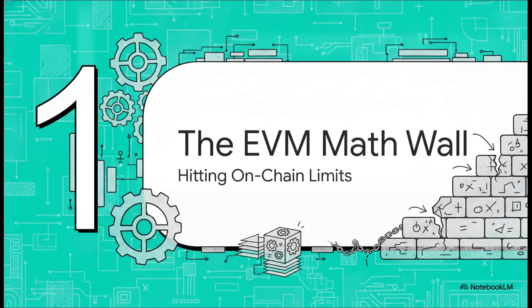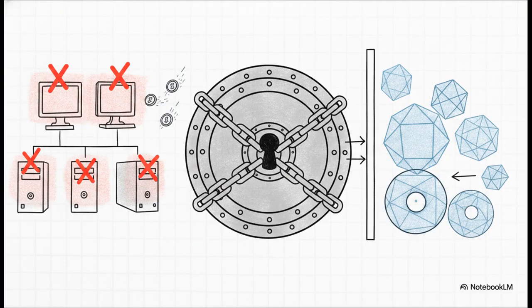Section 1. The EVM math wall, hitting the limits of on-chain computation. To fully grasp this heist, we really need to understand the massive vault door blocking our path. We're talking about the physical architecture of the Ethereum virtual machine, or the EVM. The crucial thing here is that the EVM fundamentally prohibits native floating point math. That means it doesn't do decimals, and it absolutely has zero native support for continuous trigonometric functions like sine or cosine.